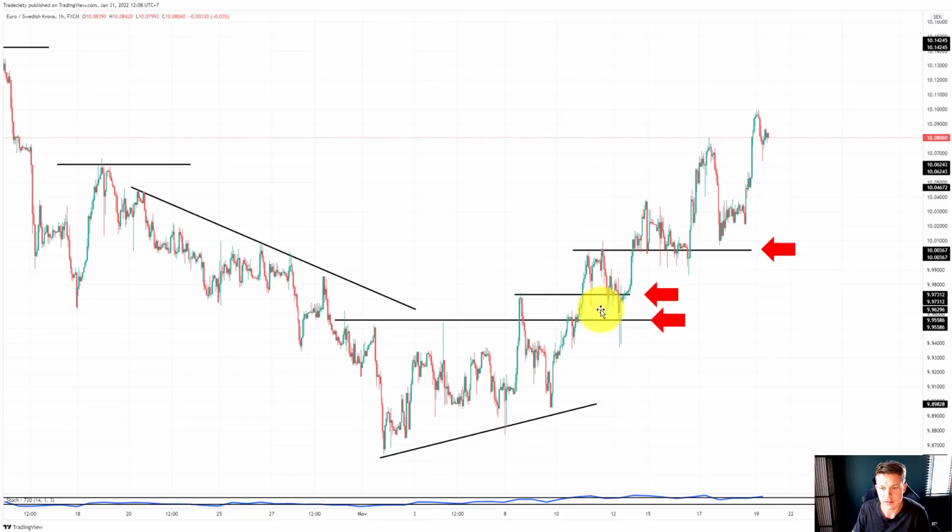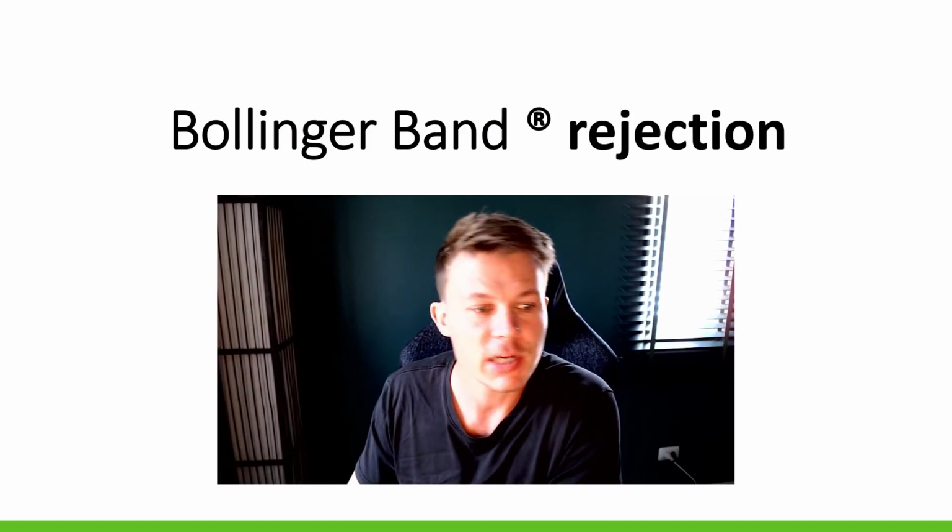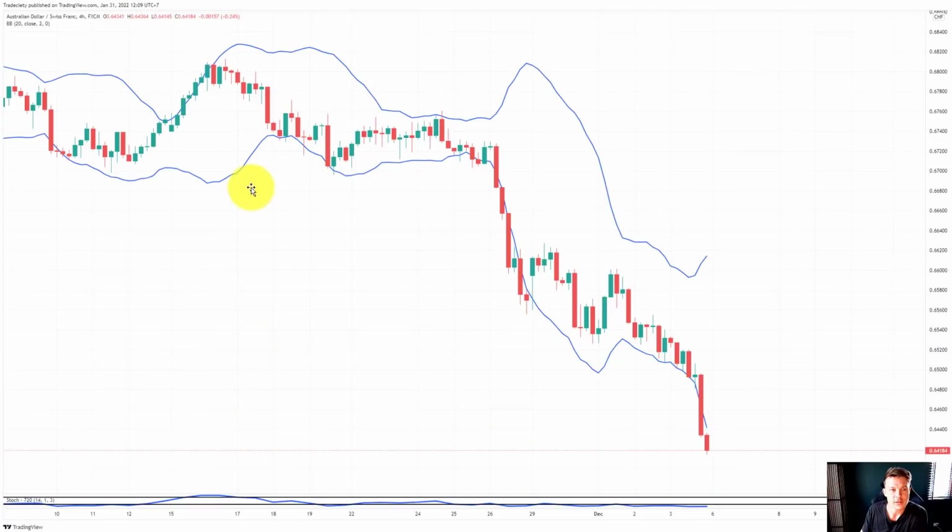So pay close attention to when the highs and lows are shifted, when support and resistance flips, because those are very critical pieces of information. Next on the list is the Bollinger Band rejection. So I added the Bollinger Band. The default settings are 20 period and 2.0 standard deviations, and this is how it looks.